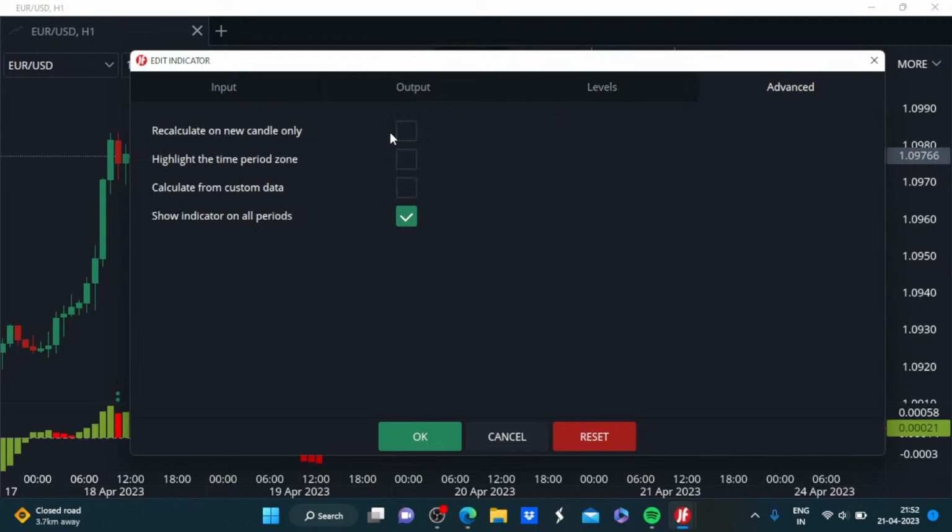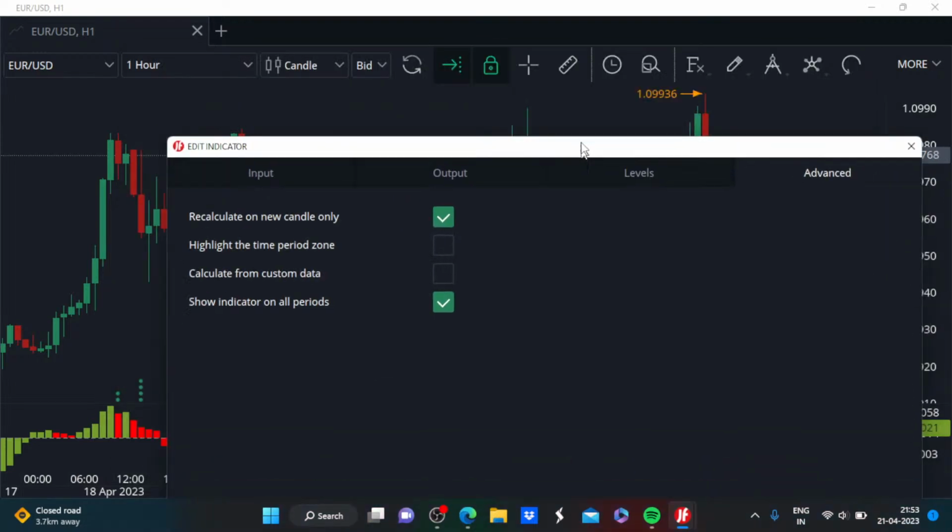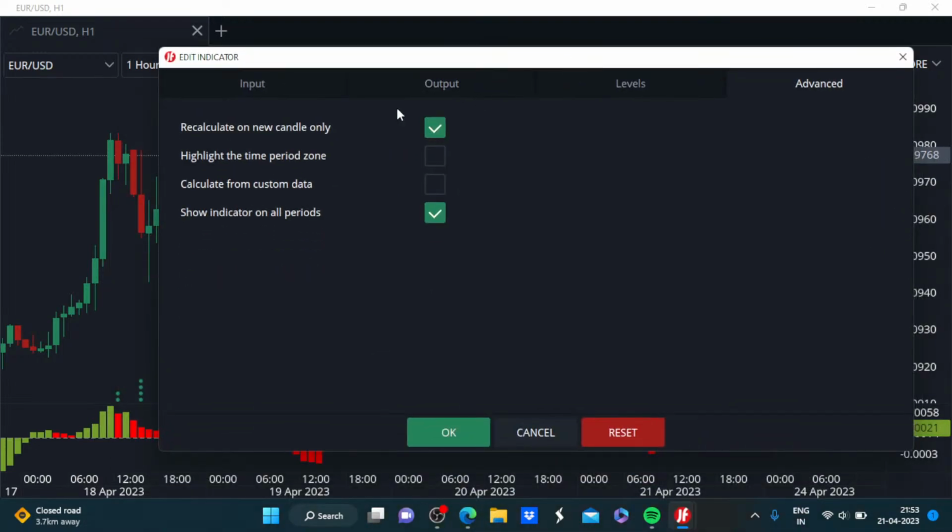Recalculate on new candle only if you opt in for this option. You will see that the output value will be locked in at the start of the new candle, and it will remain throughout the current candle period. Highlight the time period zone, whatever is your calculation period, it will be highlighted with this option.